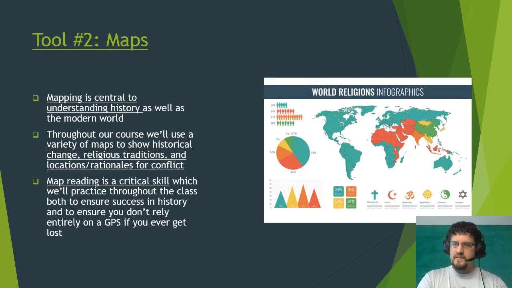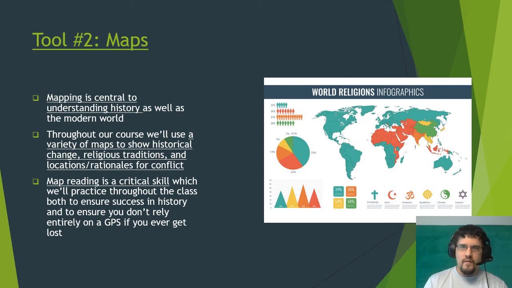Okay, that was a lot. Don't worry, our last 3 tools go a lot faster. Tool number 2 is maps. You are going to see a lot of maps in this class. I do not apologize. Mapping is absolutely critical to understanding any aspect of history. My favorite teacher in high school, who of course was a history teacher, once said that geography is the stage on which history takes place.